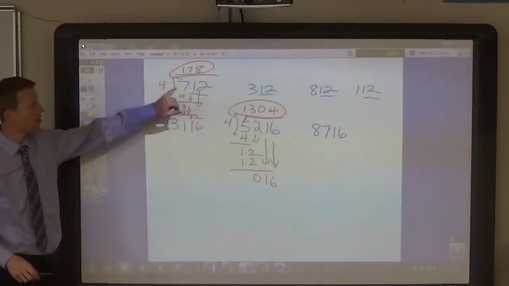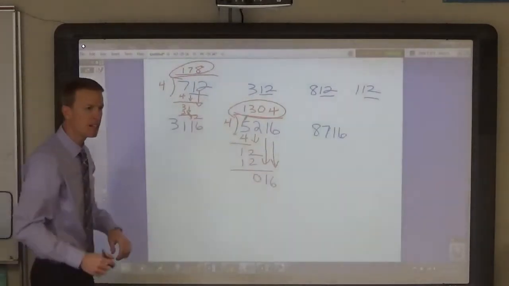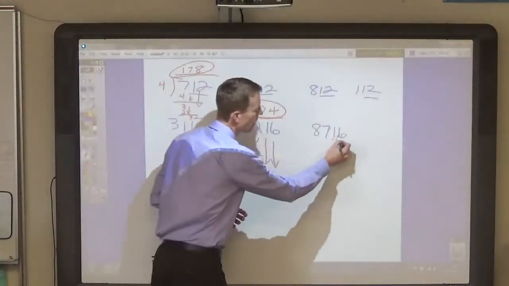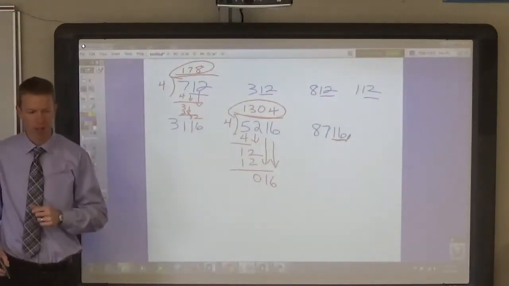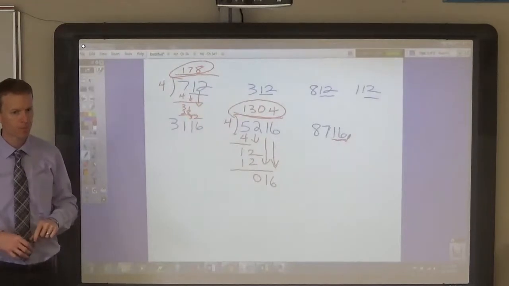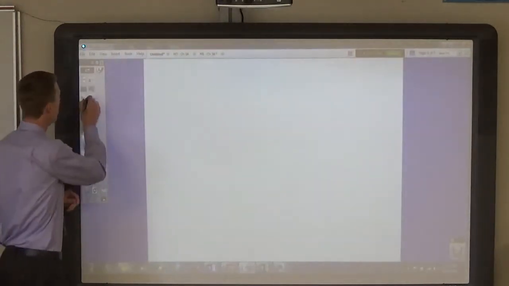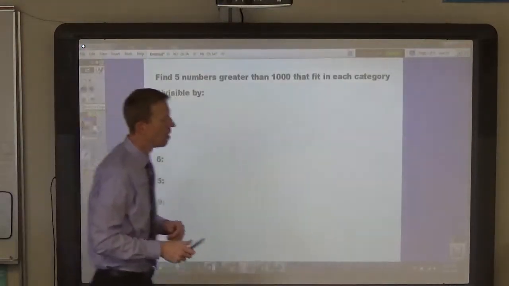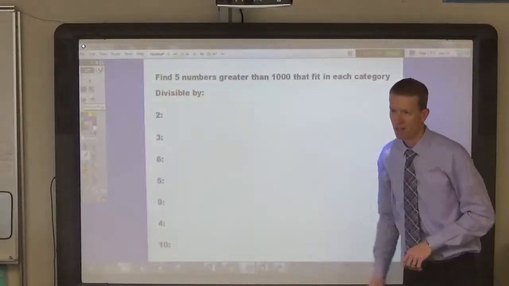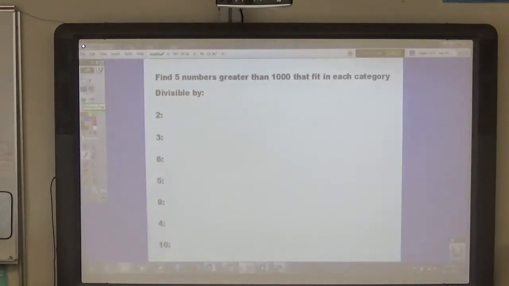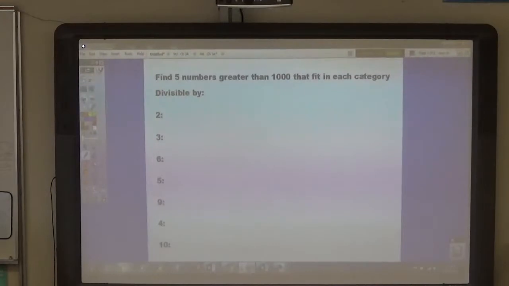Any questions on divisible by 4? If the last two digits are divisible by 4, then the number is divisible by 4. Isn't that cool? All right. So what we're going to do is find some numbers that are divisible by those numbers. I'm going to put you into groups, and I want you to find 5 numbers that are greater than 1,000 that are divisible by 2, and then by 3, and then by 6.